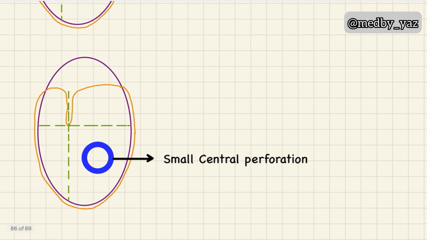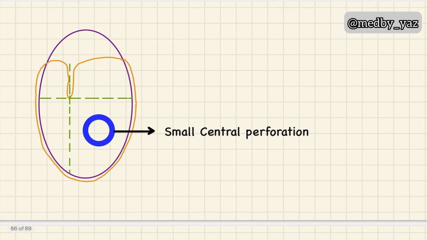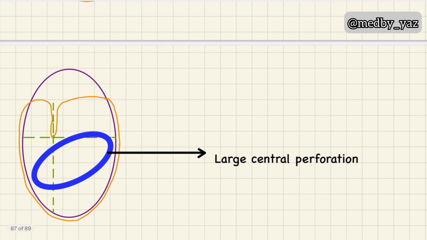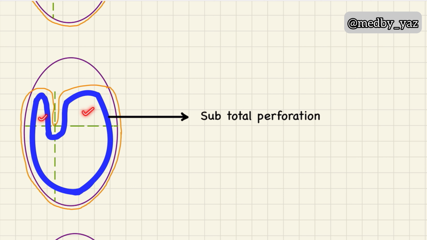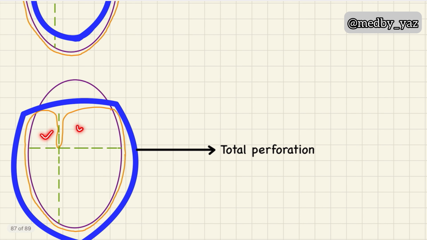Now going on a little bit deeper, any perforation in only one quadrant of the tympanic membrane is known as small central perforation. And let's say there is a perforation not limited to only one quadrant, but more. It is known as large central perforation. A perforation that involves all the quadrants but the annulus is intact, it is known as subtotal perforation. And a perforation which involves all the quadrants and the annulus is not intact, it is called as total perforation.